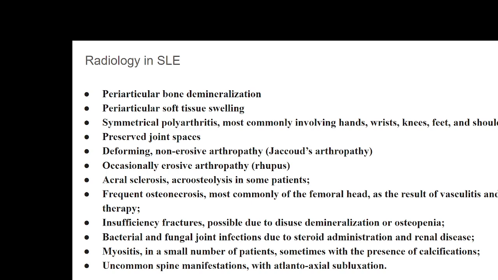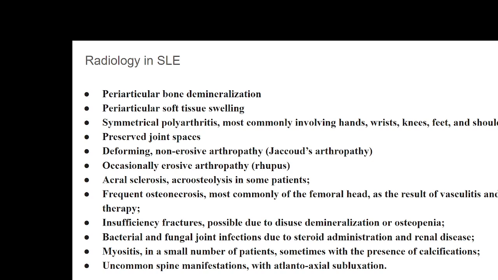Now, the radiological signs are of different categories. It's not a single issue to make the diagnosis of SLE, and it could be periarticular bone demineralization or soft tissue swelling around the bones, joint, or polyarthritis, which involves the hands, wrists, etc., or reduced joint spaces, which can even result in fibrosis, or a deforming but non-erosive arthropathy, which is also called Jaccoud's arthropathy, or erosive arthropathy, where there could be occasional erosion also.